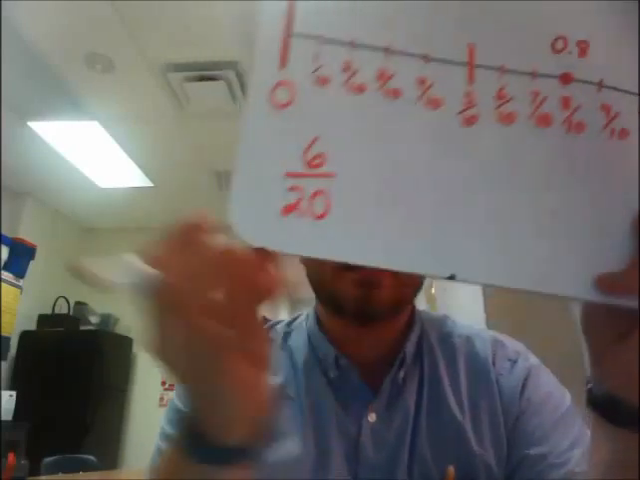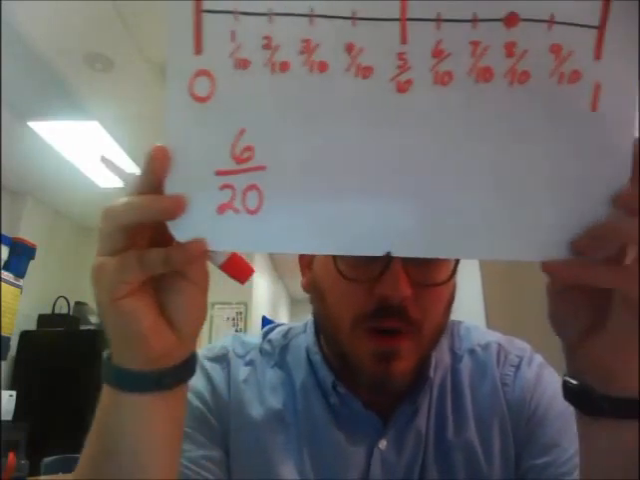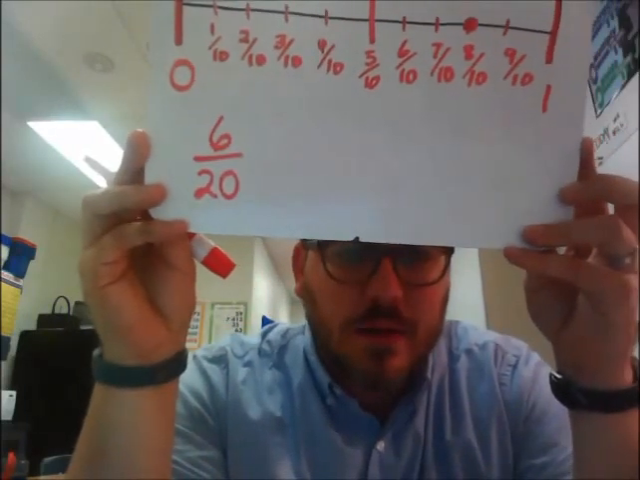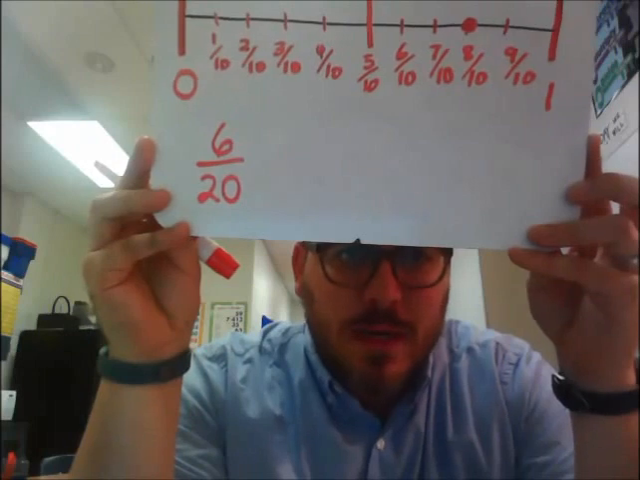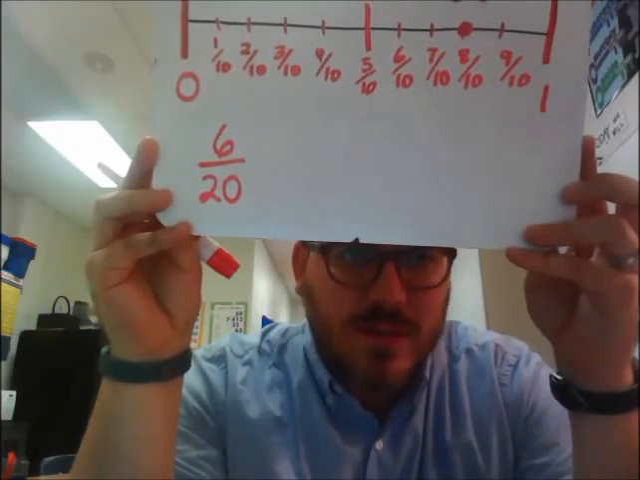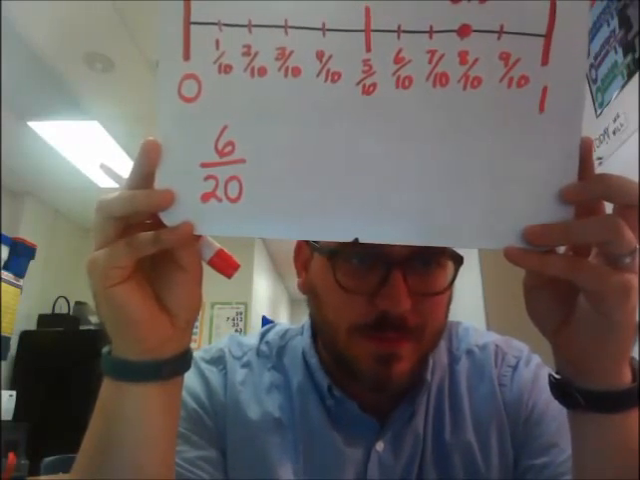The next one we needed to look at was 6/20. I'm going to erase the work for 8/10, and 6/20 is the next one we need to put on. And 6/20 is not really one we can put right onto this number line. It's a little more complicated. It takes a little bit more than just one step. So we're going to do a few steps.